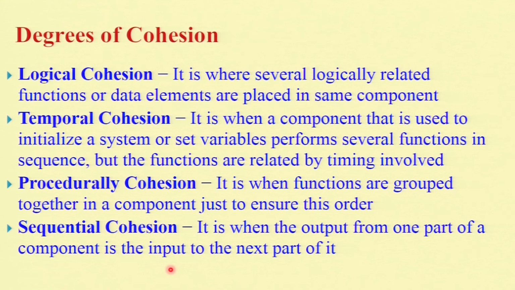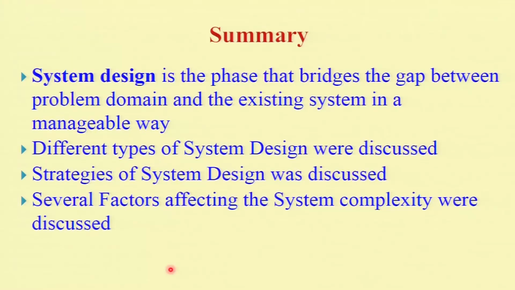Now let us summarize whatever we have seen so far. We have seen system design. System design is the phase that bridges the gap between the problem domain and the existing system in a manageable way. We have seen the different types of system design that were discussed in detail. We have seen the strategies of system design. We have as well seen several factors affecting system complexity.